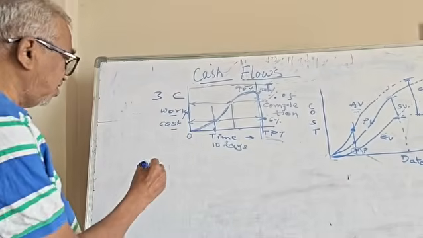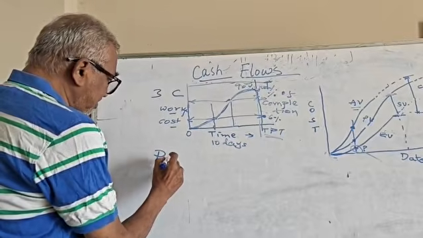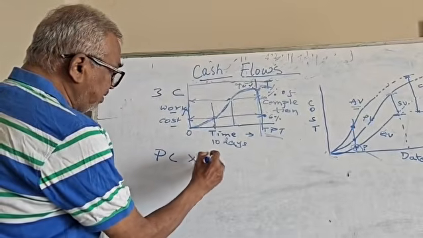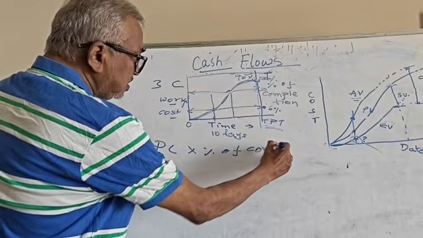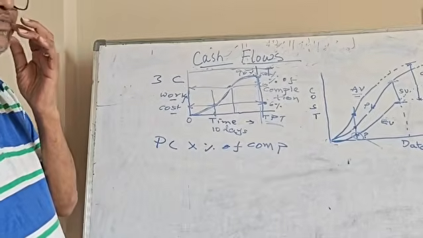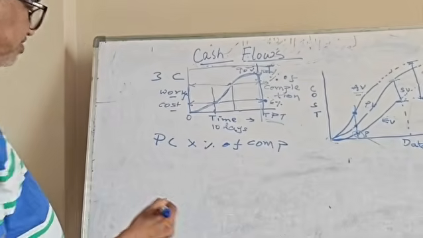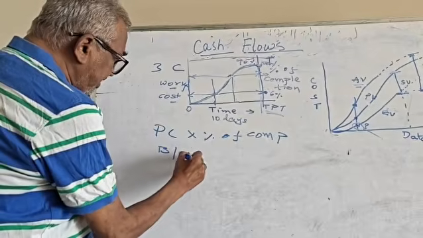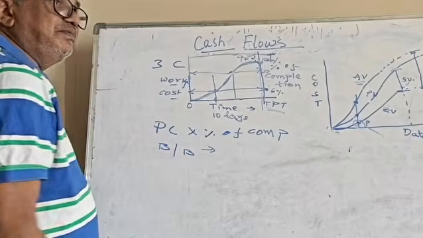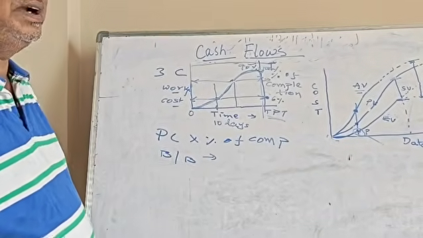Our total project cost multiplied by percentage of completion. This much money you can release at a time. So sometimes what people will do is B by B payment also they take. What is B by B payment? This is back to back payment.